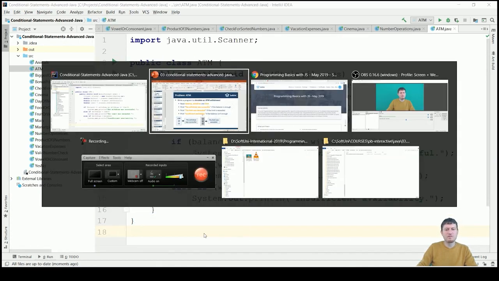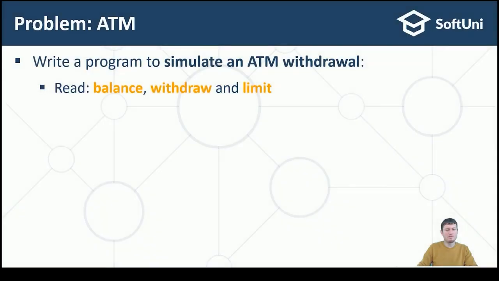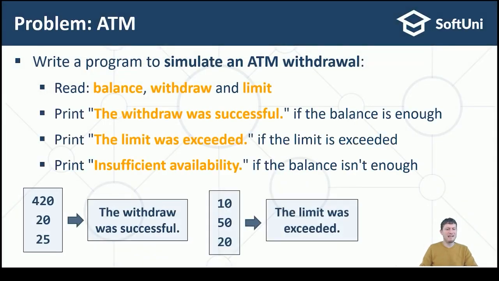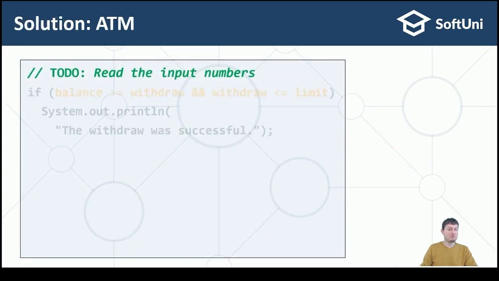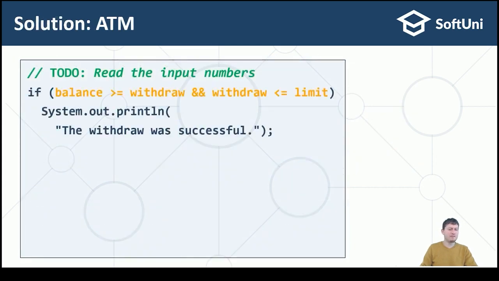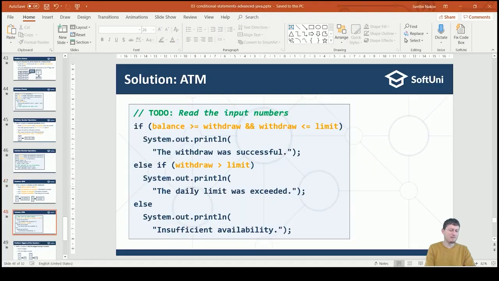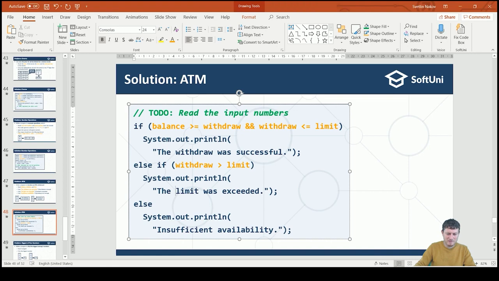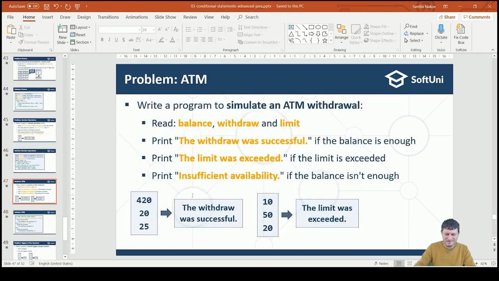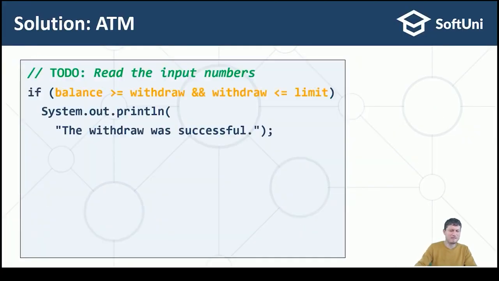So this is the entire problem solution, and we can go ahead with the solution I had in mind, which should be very similar. Read the number, check whether the balance is enough and the limit is okay, and we print the withdrawal was successful. If the limit is reached, we print the limit was exceeded. It's not daily. I changed this because it's not correct to be daily. It's a per operation limit.